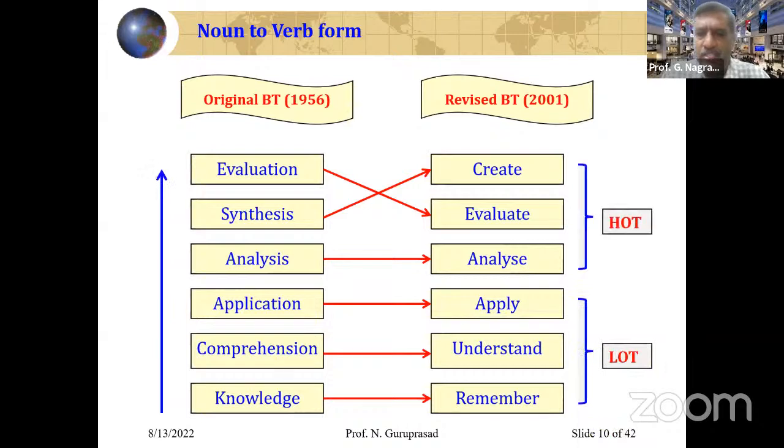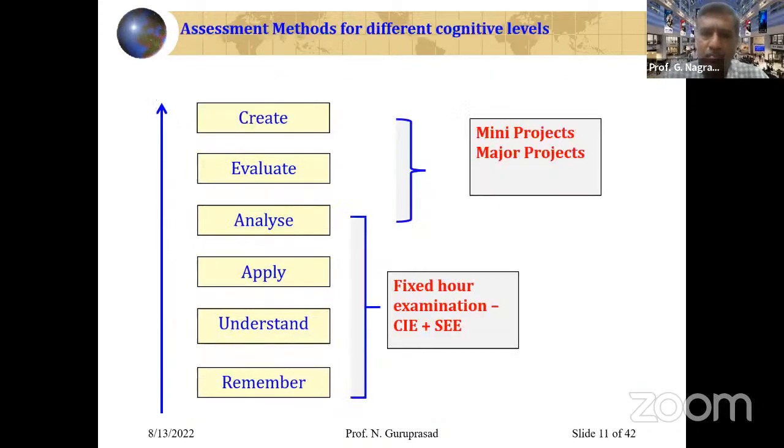The beauty of this taxonomy is the first three taxonomy levels, that is remember, understand, and apply, we usually term it as lower order taxonomy, and the remaining three, that is analyze, evaluate, and create, we call it as higher order taxonomy levels. This is how we follow here.